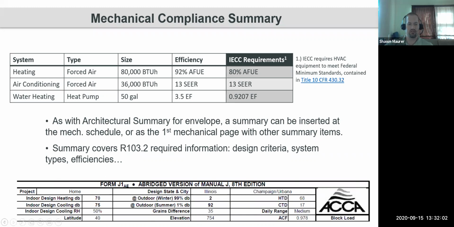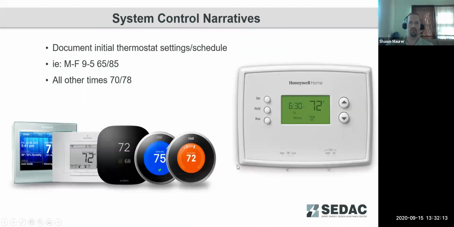So that a code official can check this against typical design standards and verify that your design meets those design criteria. Your drawing should also have a system control narrative. For a residential home, especially a single family, it's usually quite simple. There's a programmable thermostat on the wall.